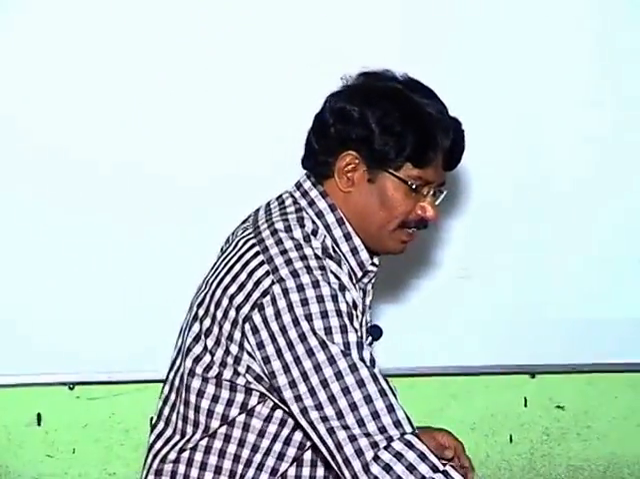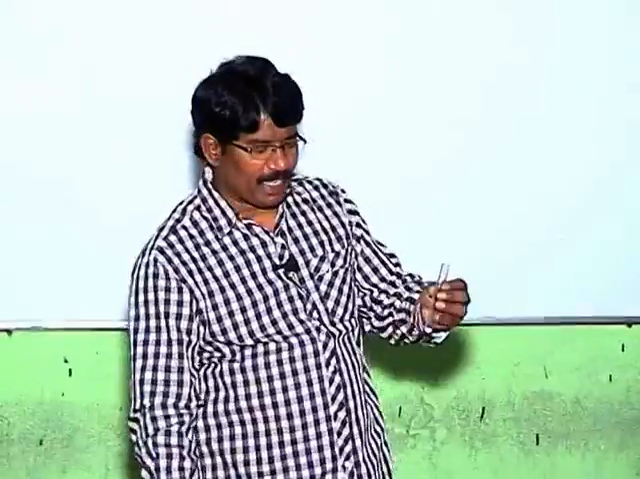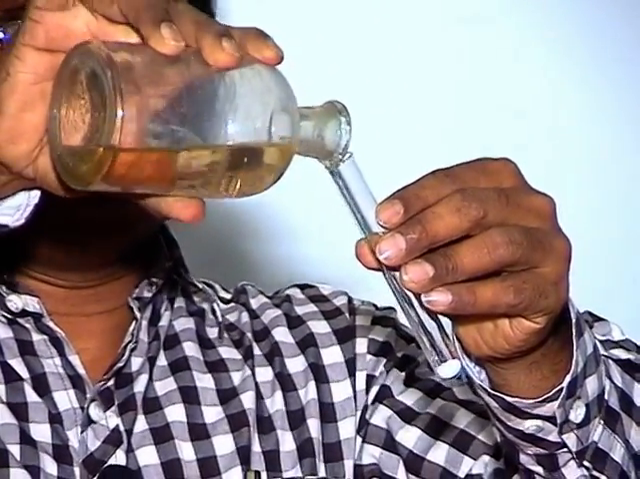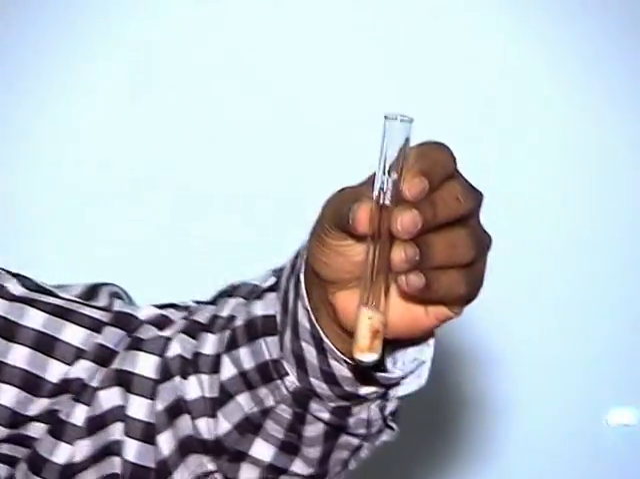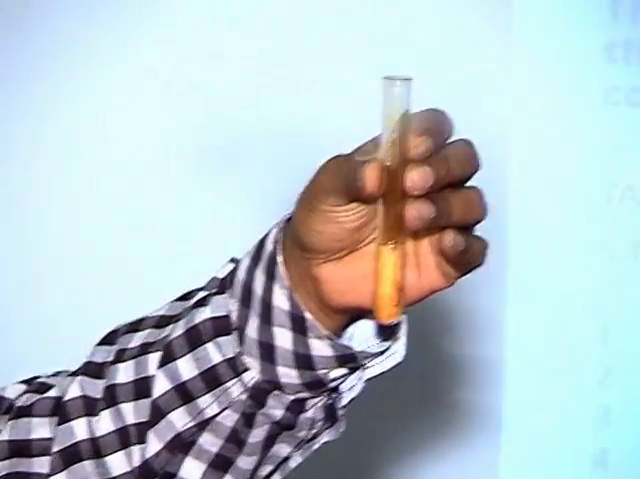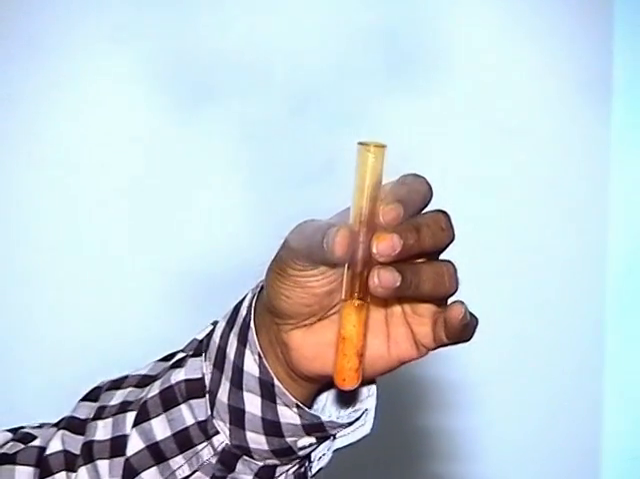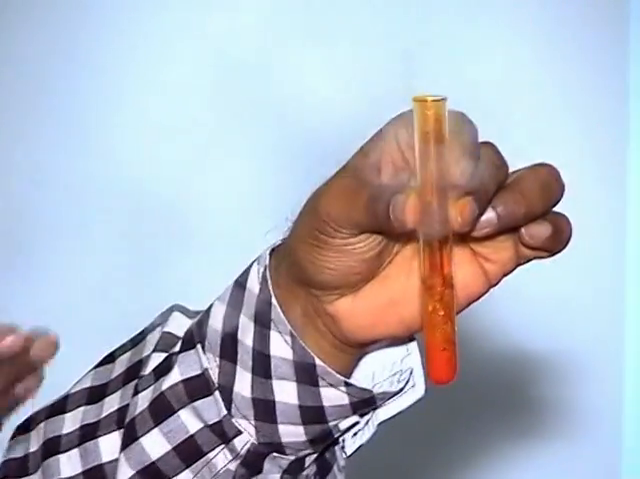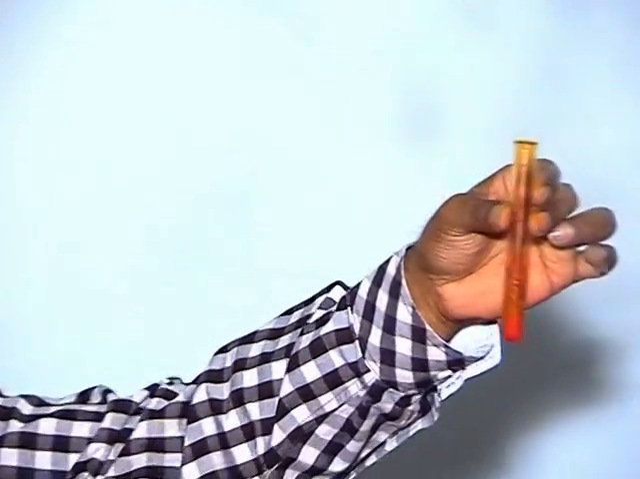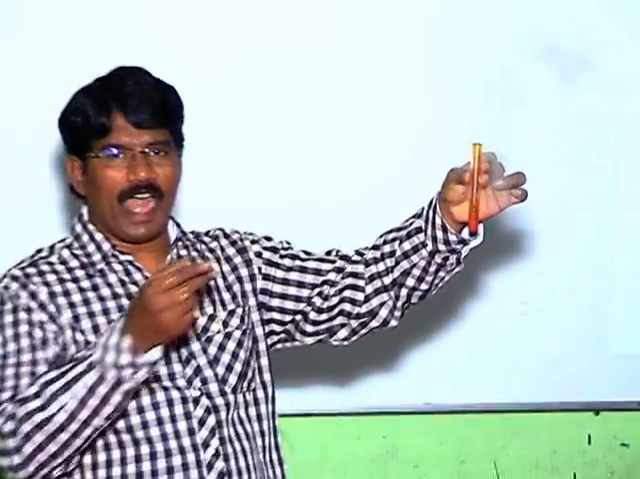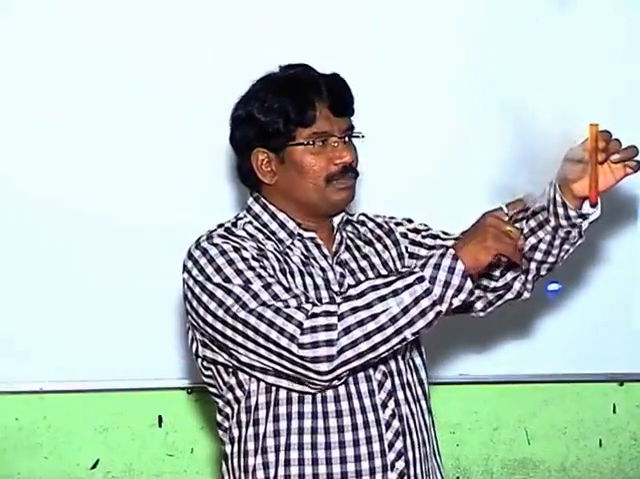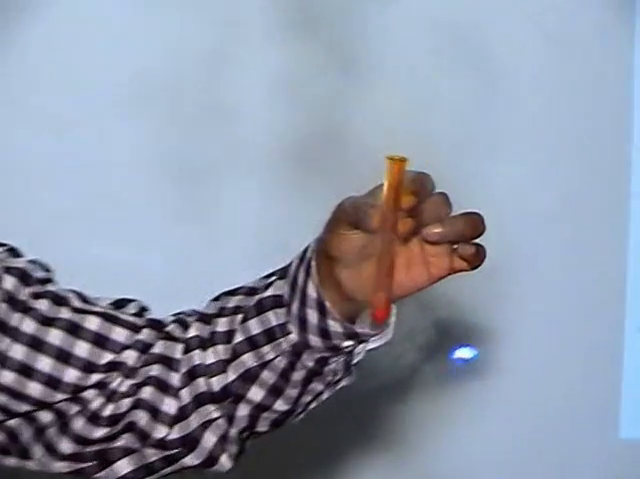Suppose the given salt is a bromide. Now I have taken the bromide salt and added the same concentrated sulfuric acid. Now I got reddish brown vapors. Wonderful, you can observe it. So reddish brown vapors are evolved. The moment we add concentrated sulfuric acid, we get reddish brown vapors. If you observe this kind of change, then bromide may be present.